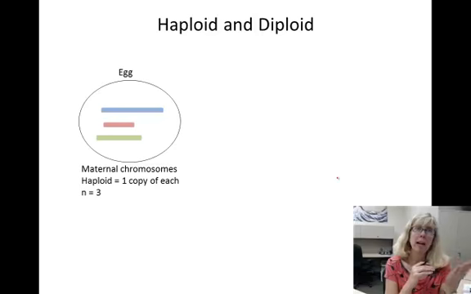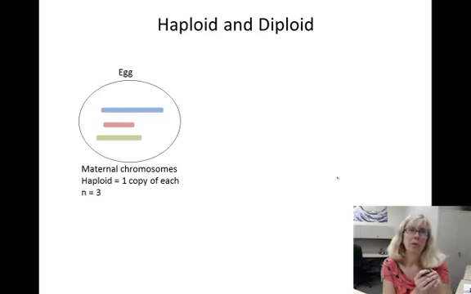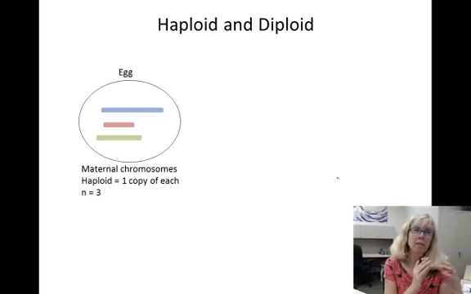Now, let's talk about haploidy and diploidy. Imagine that we have a mother's egg that has only 3 chromosomes, one each of a red, a blue, and a green. Chromosomes aren't actually in different colors, but it helps in the cartoon form. Since they come from the mother, the chromosomes are called maternal chromosomes. The egg is haploid because it has only one copy of each chromosome type. Since it has 3 chromosomes, N is 3.